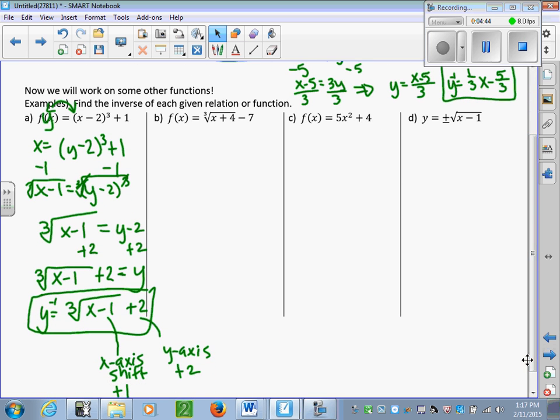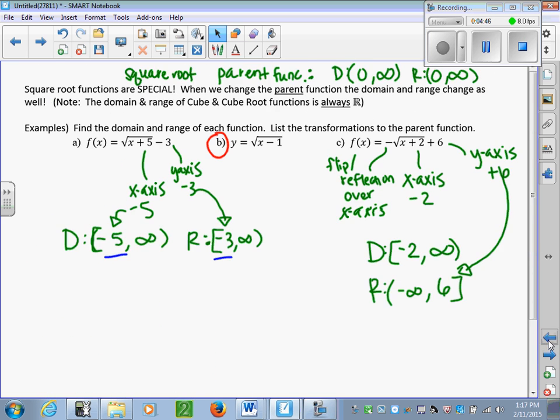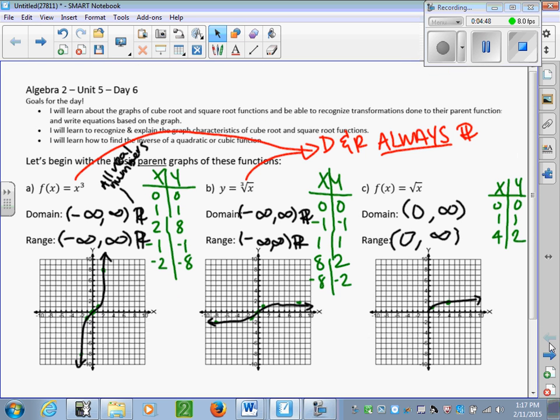We're taking the cube root. So I go back and look at the parent function of a cube root graph. I notice it's kind of like in the middle here, it's the B, and it's like a sideways S, right? It goes through the origin, 1, 1, -1, -1. All right, so that's what it looks like.